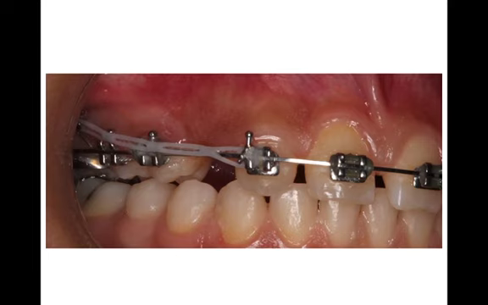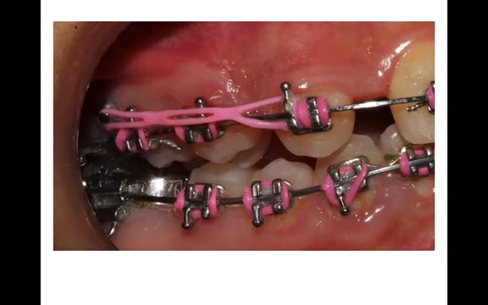So we need to retract the canine back into class 1 with all the spaces. In these cases we have to reinforce anchorage, because if we retract the canine, the reactionary forces will be movement of the 4, 5, 6 forward, which we can't allow in this case because we have to move the canine a long distance. So for that reason, what we need to do is reinforce the anchorage.